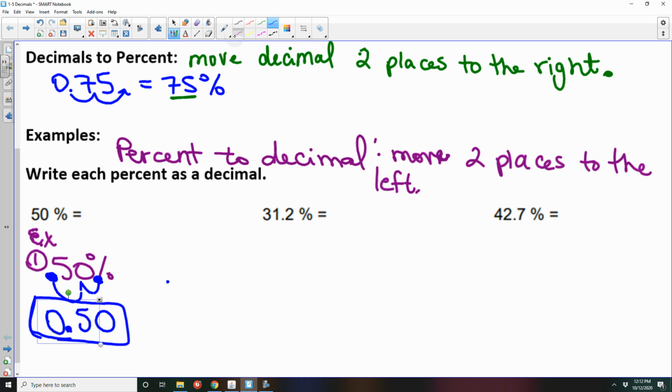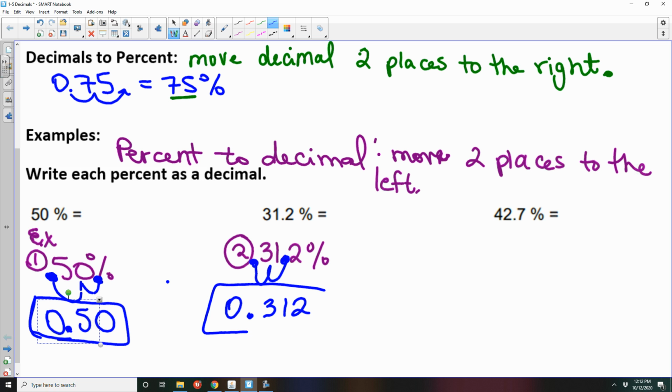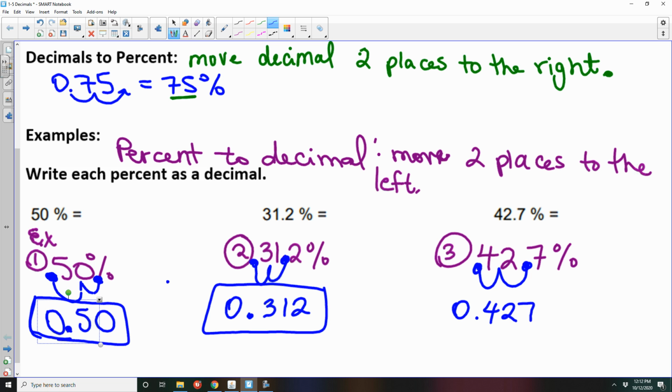So just keep going. So for 2, if I'm given 31.2%, this one shows the decimal. So once again, the decimal's right there. How am I going to write it as a decimal? You got it. Move it 2 places, and it'll be 0.312. And now one last one, 3. We have 42.7%. Once again, it shows the decimal for this one. So if the decimal's here, and I move it 2 places, it's going to be what? You got it. Perfect.